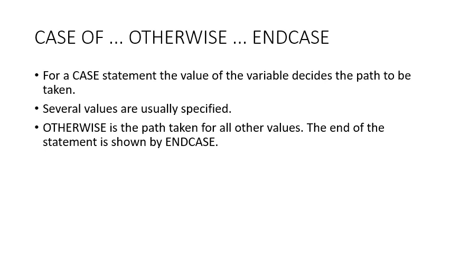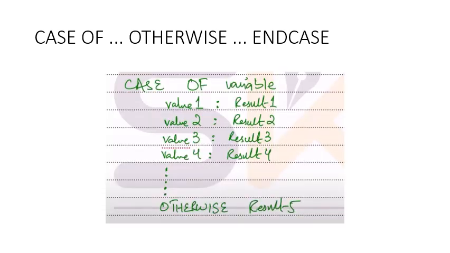Case of, otherwise and end case. For a case statement, the value of variable decides the path to be taken. Several values are usually specified. Otherwise is a path taken for all other values. The end of the statement is shown by end case. For example, this is an example. Here I have explained case of variable.